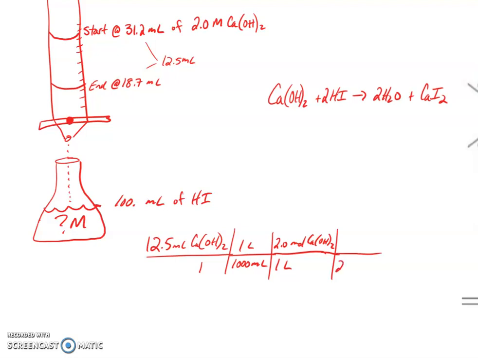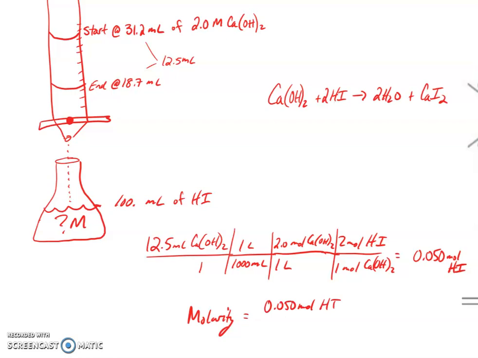Next, I can use my mole ratio. There's 1 mole of Ca(OH)2 for every 2 moles of HI, which gives me 0.050 moles of HI that got neutralized. So then to find the molarity, I can just divide the moles, 0.050 moles of HI, by the volume of HI we started with, which was 0.100 liters, giving us a molarity of 0.50 molar HI.